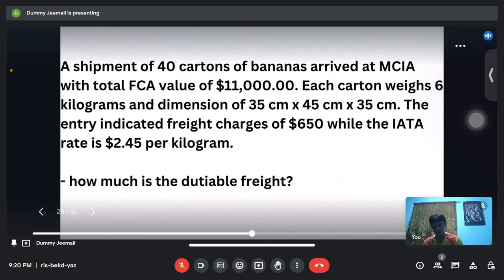A shipment of 40 cartons of bananas arrived at Mactan Cebu International Airport with a total FCA value of $11,000. Each carton weighs 6 kilograms and has dimensions of 35 centimeters times 45 centimeters times 35 centimeters. The entry indicated freight charges of $650 while the IATA rate is 2.45 per kilogram. As I said, there is an entry now. In rule number 7 there was no entry, so no need to compare. Now we compare, so we multiply the IATA by 70% or 0.70. How much is our dutiable freight?